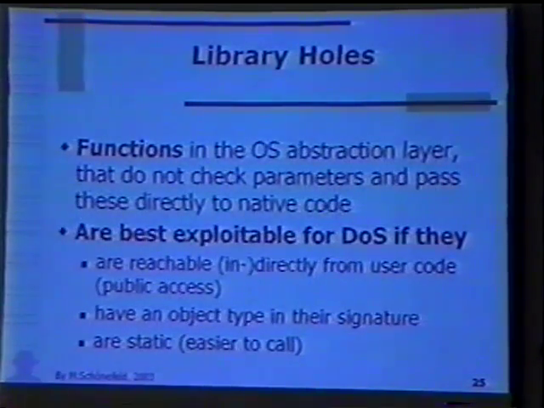So how can these library holes be found? When are they of good use for us? They are of good use if they are reachable directly or indirectly from user code, if they have public access, if they have an object type, so that I can pass a null value to it. And it's even better if they are static, so I don't have to create an object and can just call a function on the type and not on the object, which is a little bit easier to construct.